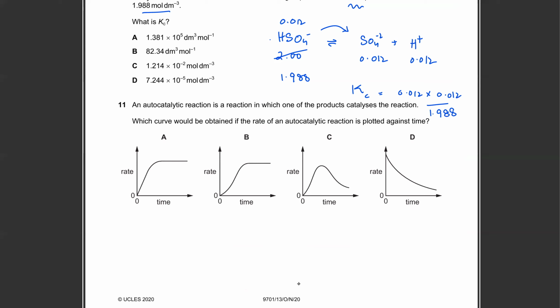So you've got an autocatalytic reaction. It is a reaction in which one of the products catalyzes the reaction. Which curve would be obtained if the rate of an autocatalytic reaction is plotted against time? It's C. Okay, so it's going to be slow in the beginning. Products get produced and the reaction speeds up and then it slows down again.